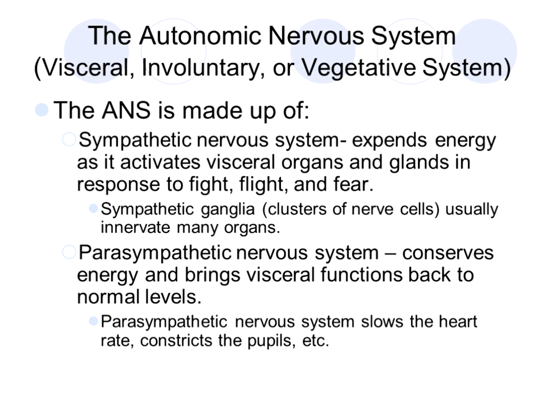The parasympathetic nervous system actually conserves energy, whereas the sympathetic nervous system expends energy. So the parasympathetic nervous system brings the visceral functions back to normal levels. So then the heart rate slows.